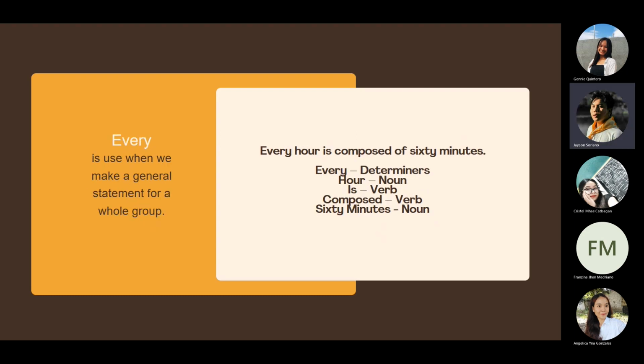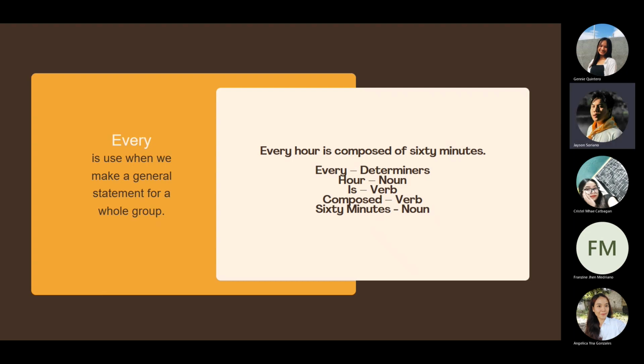Okay, the second one is every. Every is used when we make a general statement for a whole group. For example, every hour is composed of 60 seconds. In this sentence, every is used as a determiner preceded by the noun hour. Hour is used as the subject and it is a noun. The word is a verb used to symbolize something about the noun hour.